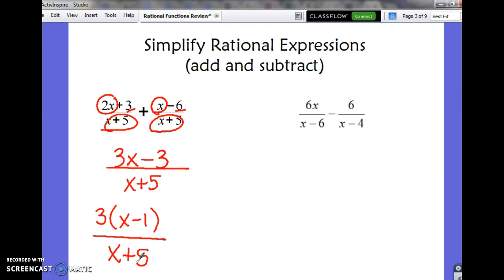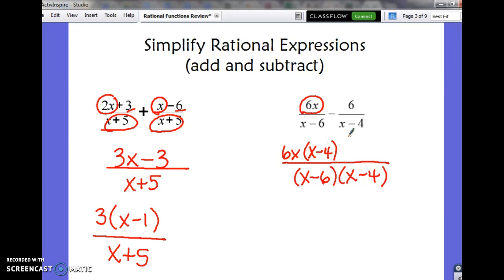On the second example, I don't have common denominators. I've got two different denominators. So the easiest way to get a common denominator is just to put the two together. So to do that, I'm going to have the x minus 6 and the x minus 4. So for my new numerator, the 6x that was there to begin with is still there. But this time, it does get multiplied by the x minus 4 because the original denominator was missing this expression.